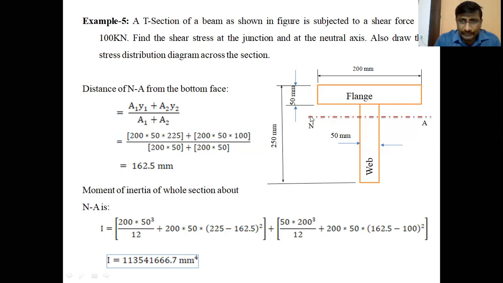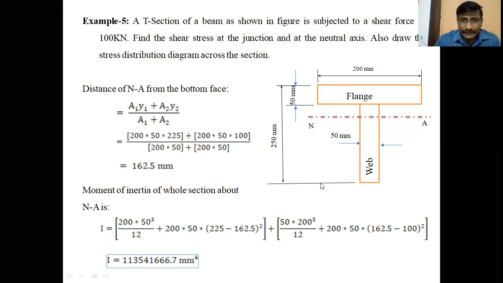The neutral axis must be nearer to the flange, because the weight of the flange is more compared to the other side. On the other side there is no flange, so the weight is moved towards the flange. Therefore, the neutral axis is also very near to the flange. So first of all, locate the neutral axis distance from the bottom face.